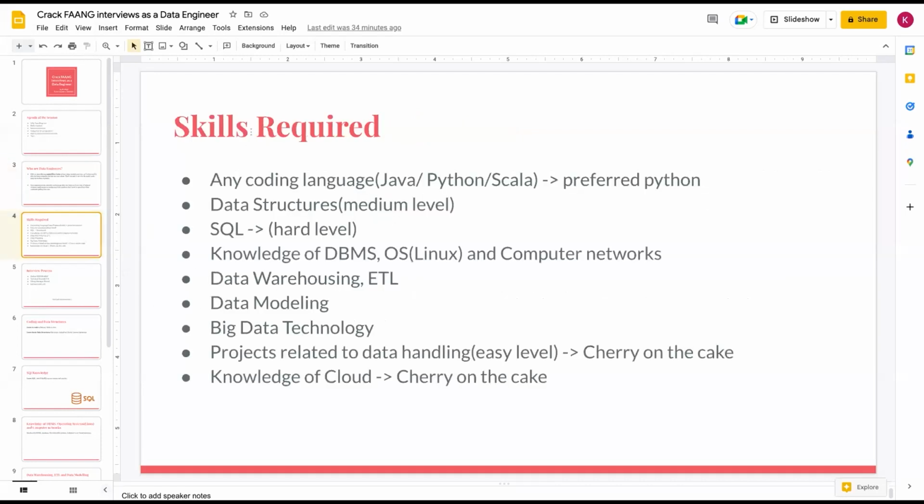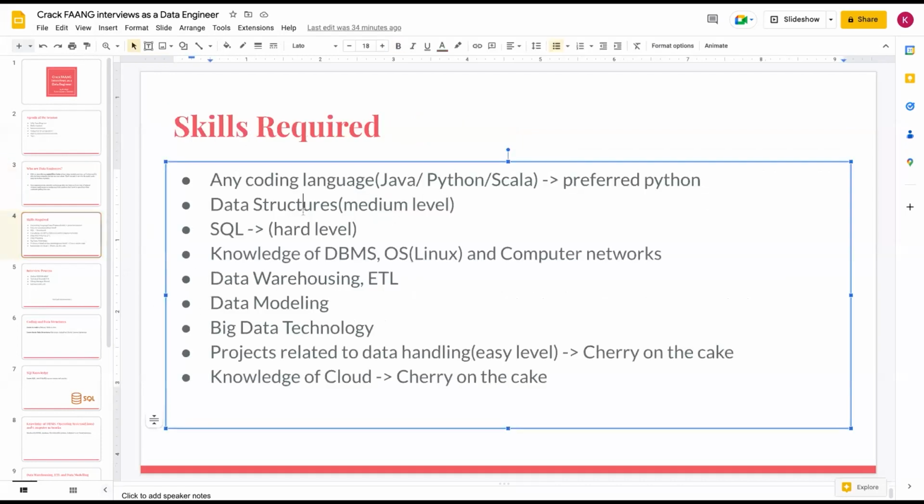Okay. So moving next, the skills required. This is actually a very important part. What are the skills required for pursuing a data engineer role?